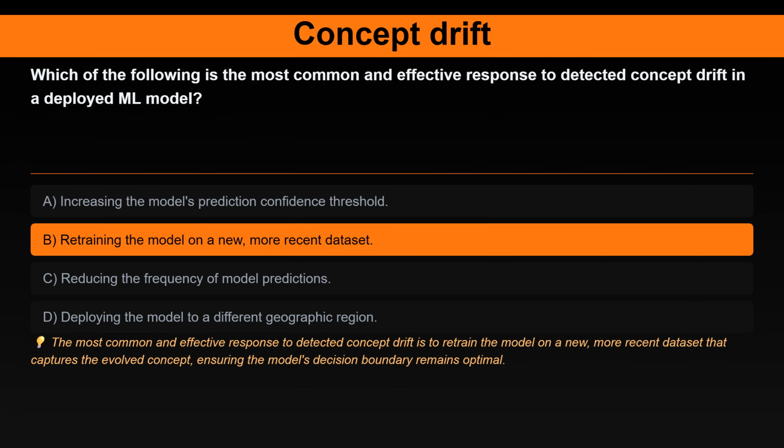The correct answer is, quote, retraining the model on a new, more recent dataset. Here's the explanation. The most common and effective response to detected concept drift is to retrain the model on a new, more recent dataset that captures the evolved concept, ensuring the model's decision boundary remains optimal.